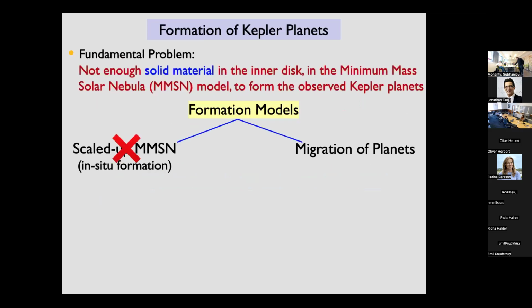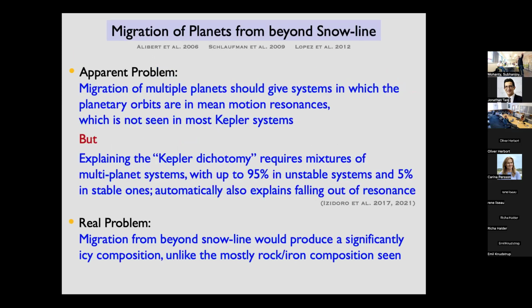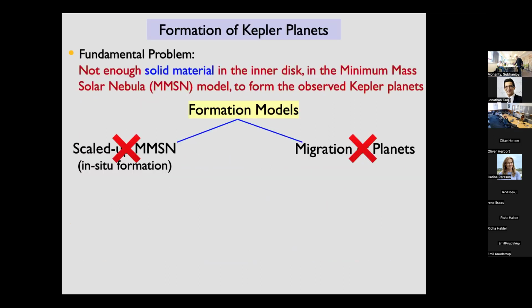How about if we invoke the other thing, which is migration of planets, right? For hot Jupiters, that's the idea that is invoked. You form these planets out somewhere where you do have a lot of material in the disk, right? Outside, beyond the snow line, and then you form them out there, you migrate them inwards. There you can already see the problem. Let's not think about the apparent problem. That's for experts. The real problem is that if you form these guys beyond the snow line, you'd get a significantly icy composition. Okay, so this is sort of a simple bottom line. That's not happening. Okay, we know these things are rock iron in composition. Okay, so that seems off.